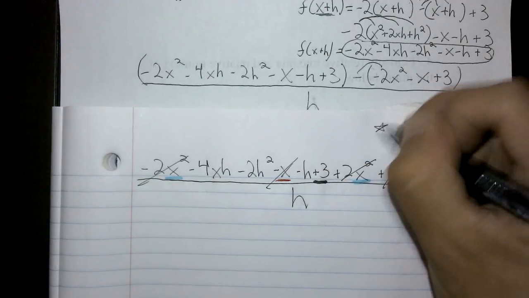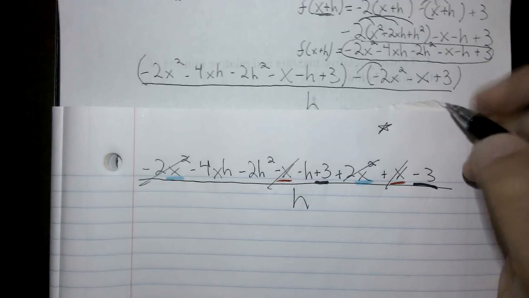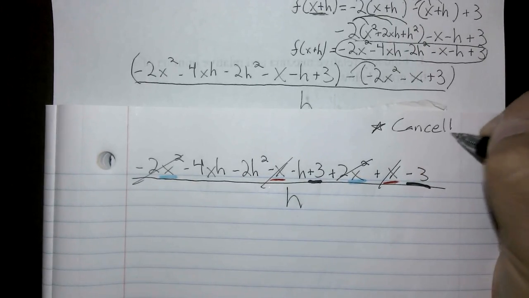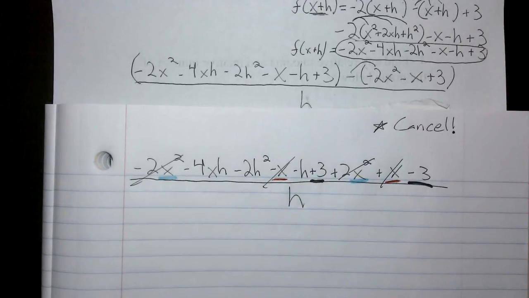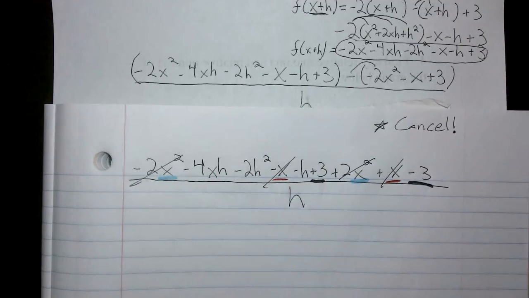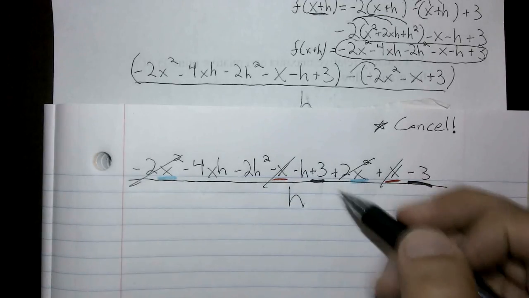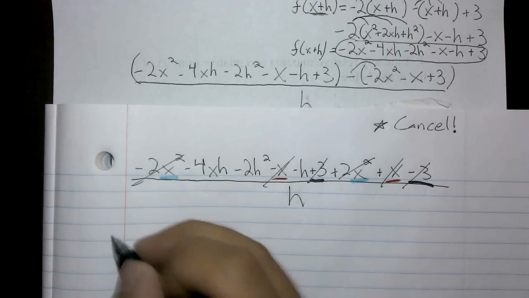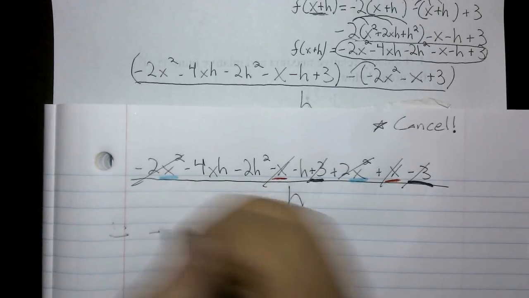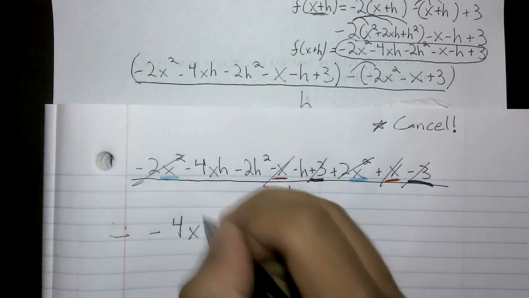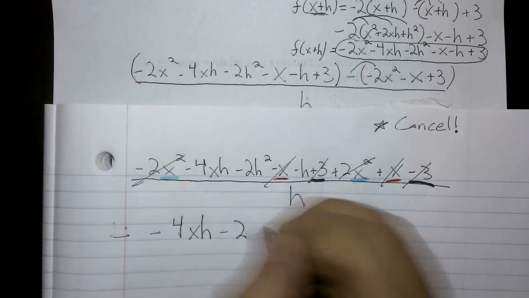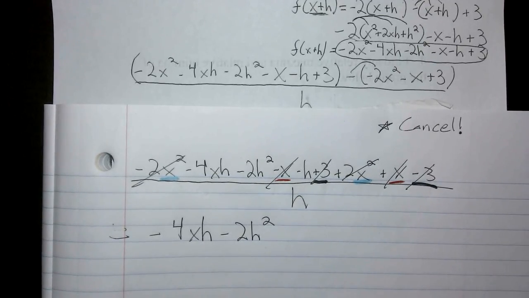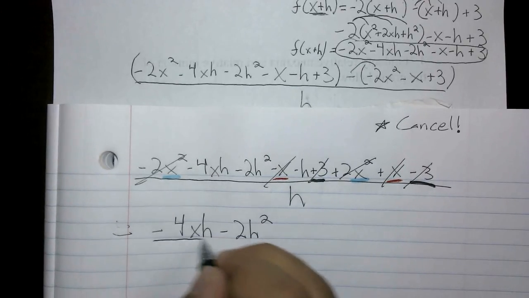And we'll make a note here. So when you're combining like terms, you should see a lot of cancellation, because we only want to be left with so many terms. So it's good that we're seeing a lot of these terms cancel, concluding with the 3, +3 and -3, those cancel. If we rewrite this, we're left with that -4xh minus 2h squared, and there's nothing else left, so we're in good shape. Keeping in mind this is all divided by h.